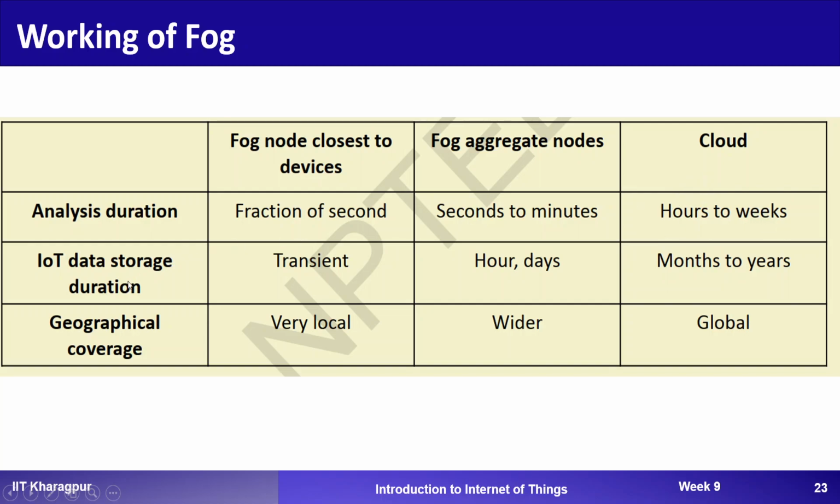Similarly, for IoT data storage duration, for fog node it is very transient. Then for fog aggregated node it may vary from hours to days. However, in case of cloud it may vary from months to years. The geographical coverage of fog nodes that are closest to the devices is very local. For fog aggregated node it is wider as compared to the fog nodes, and for cloud it is global.